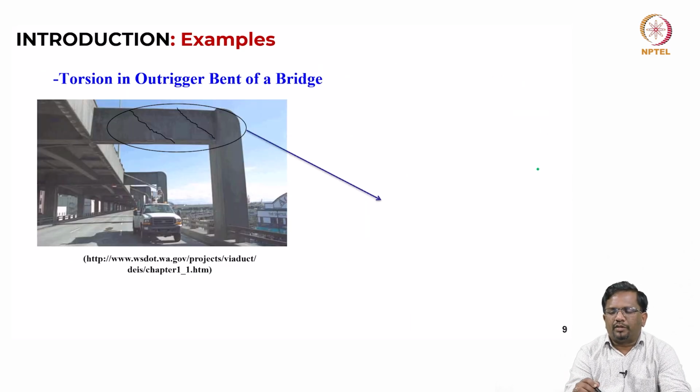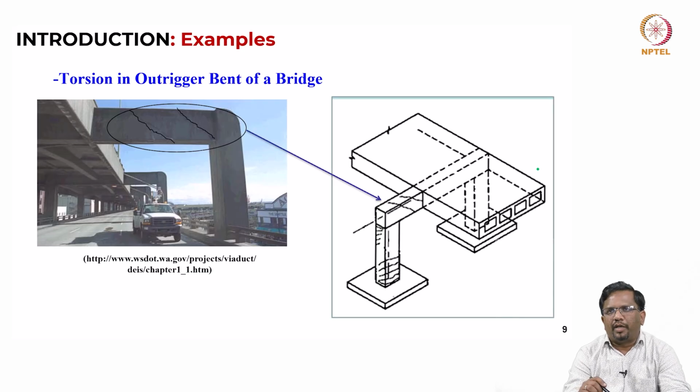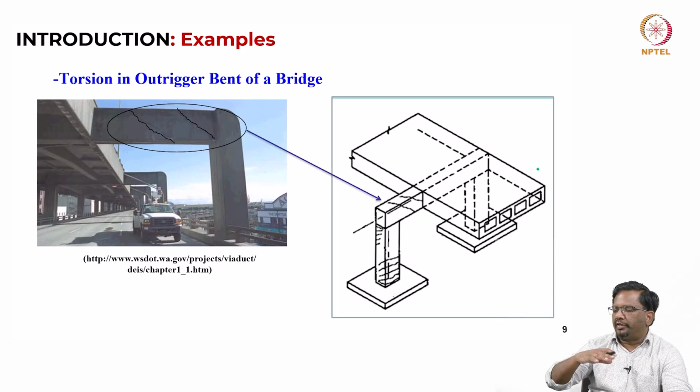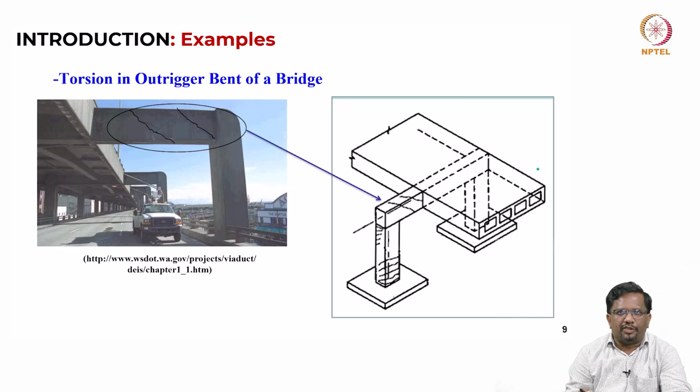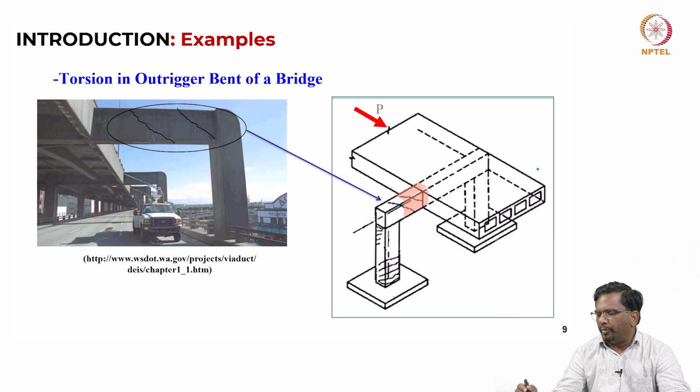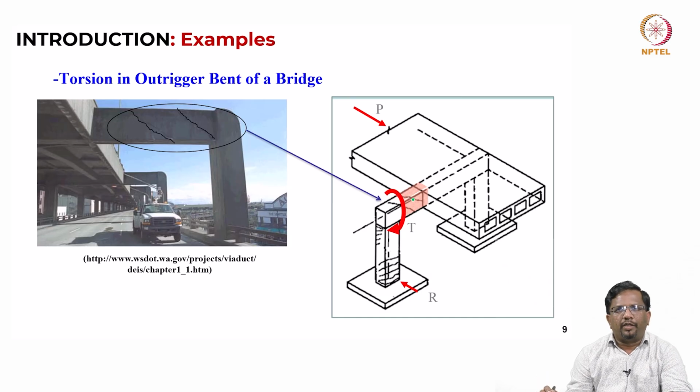Now, there is one more case, which is torsion in an outrigger bent of a bridge. The outrigger bent is, let us say you have a portal, and the portal is outside the bridge deck. In such a case, if you see the bridge bent, the pier cap, again when you have an earthquake motion like this, you will develop some torsional moment in the pier caps of the portal. So, then you have to be careful. These are the conditions and examples in bridges where torsional moment can develop.